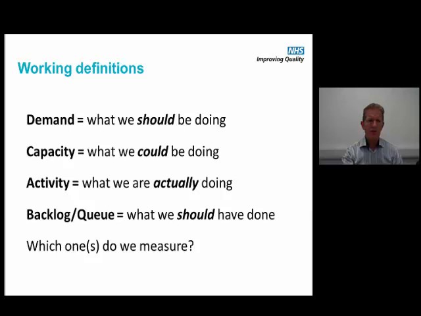So to summarise, demand is what we should be doing, capacity is what we could be doing, activity is what we actually are doing, and our backlog or waiting list or queue is what we should have done. The two that we tend to measure out of these 4 are our activity, what we're actually doing, and our backlog or queue, which is work that we should have done. However, the one that we really should be measuring is our demand. In order to understand the system and understand some of the underlying issues, we need to have an accurate measurement and an accurate understanding of our demand.